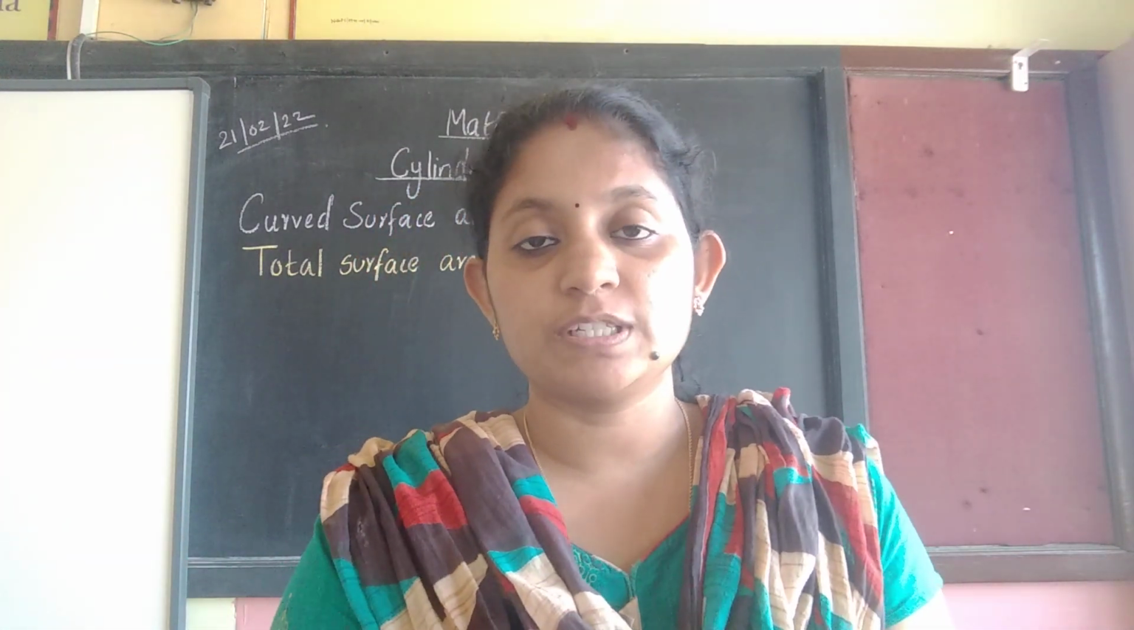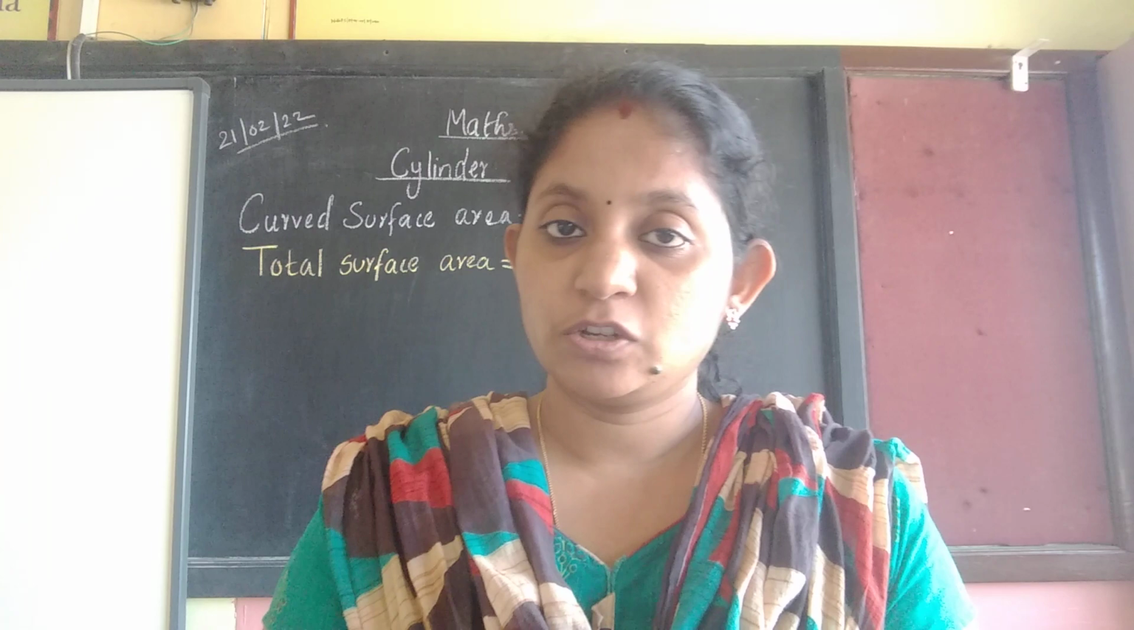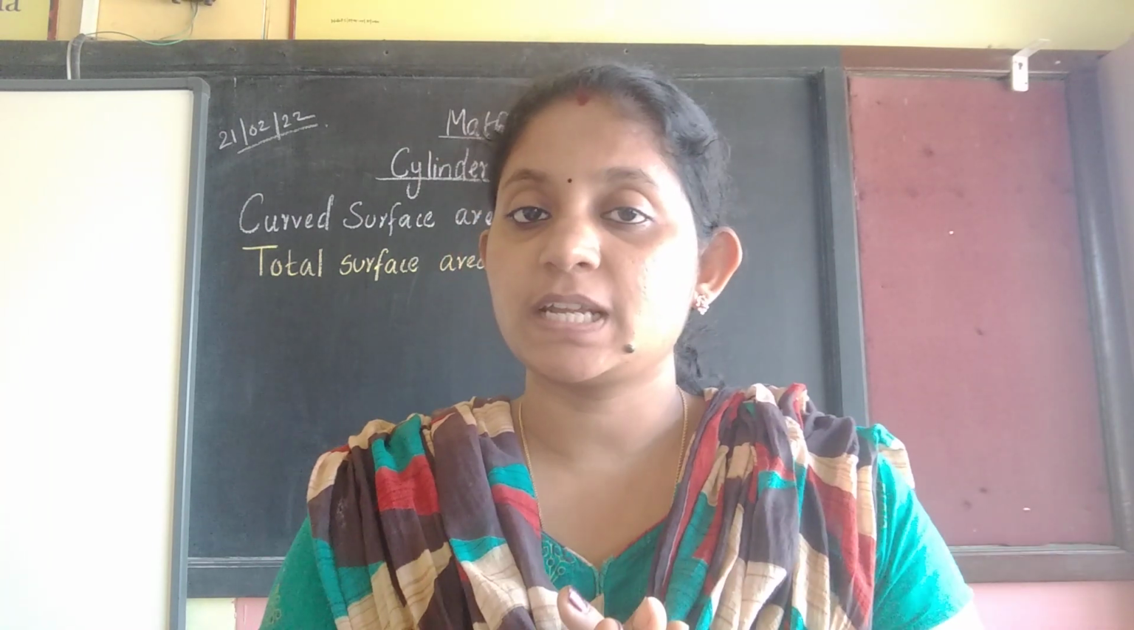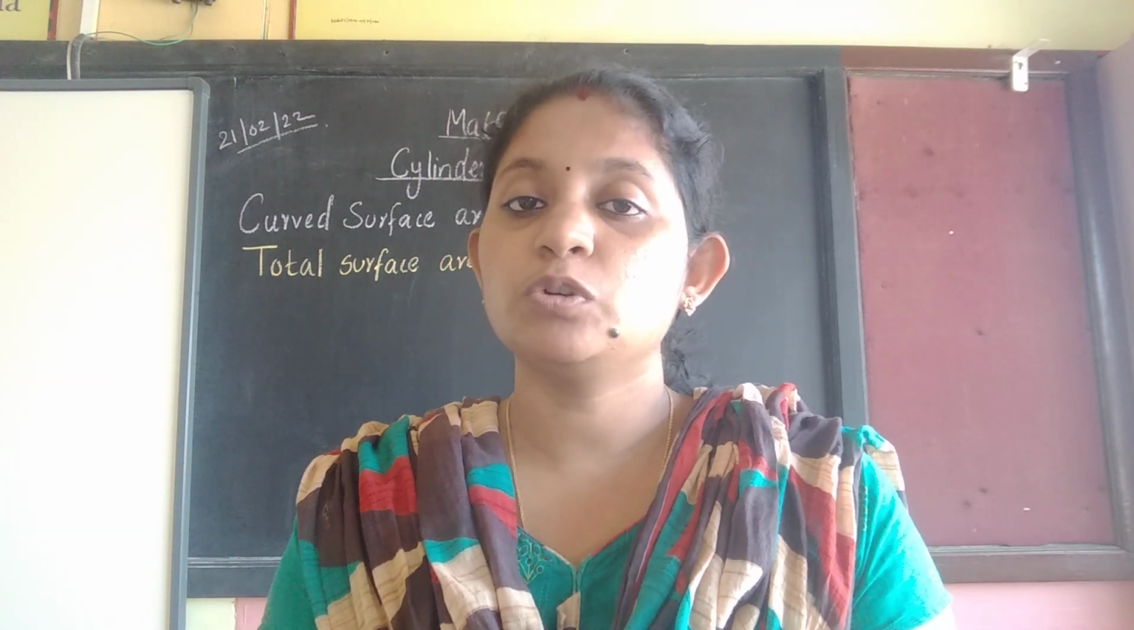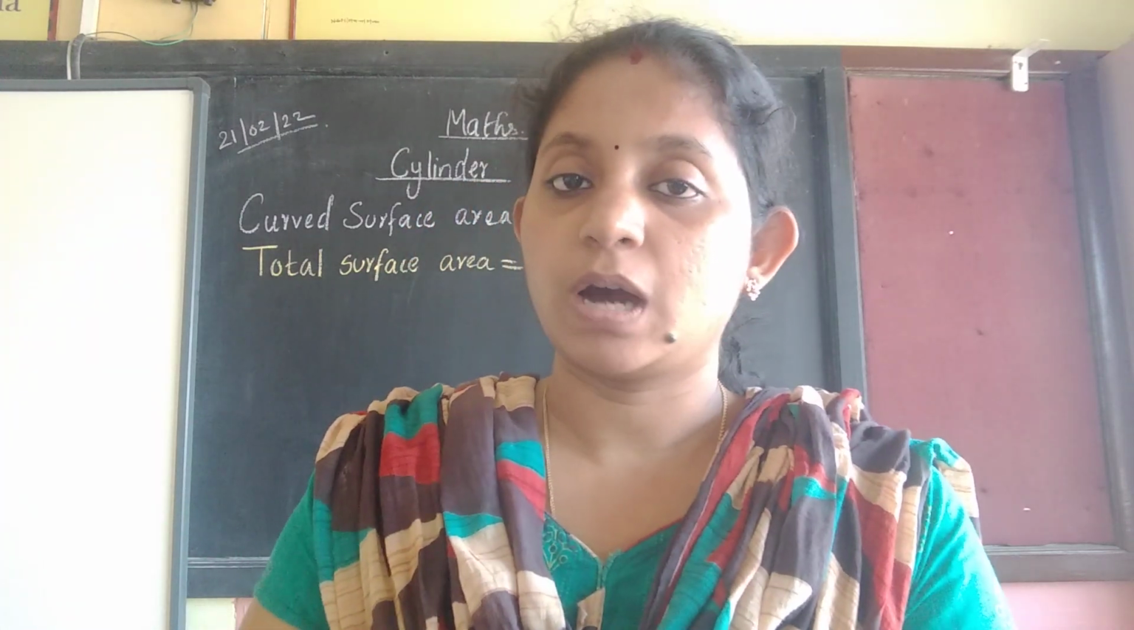And today we are going to discuss a new shape. We have finished cube and cuboid. We have seen surface area, total surface area of cube and cuboid. That was done in the previous standard. And here we have seen the volume of cube and cuboid. Volume of cube was L cube, that is length into length into length. And volume of cuboid was what? Length into breadth into height.